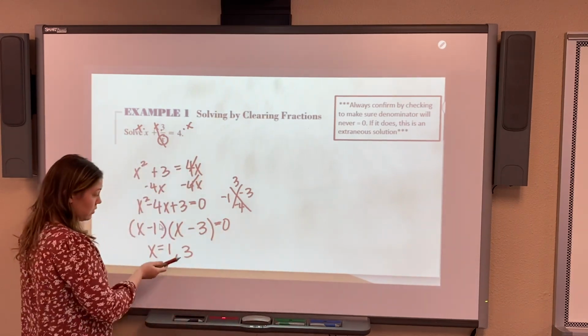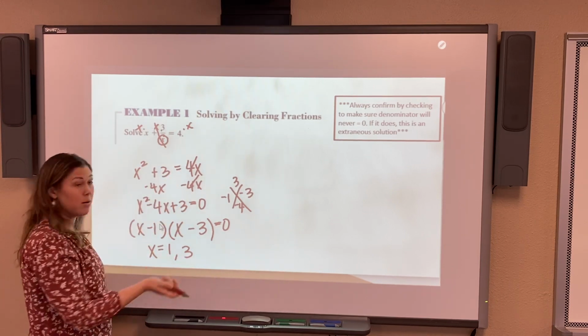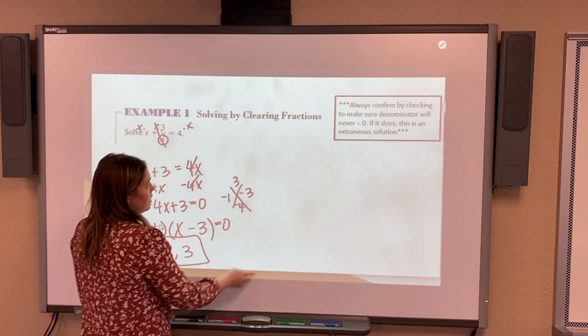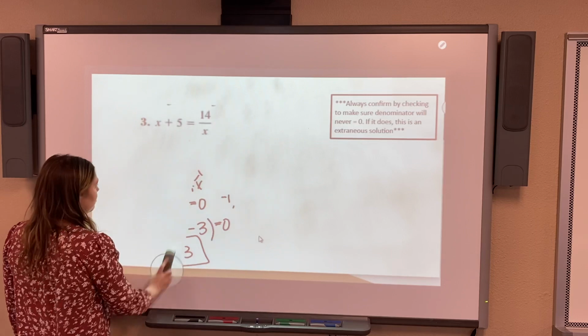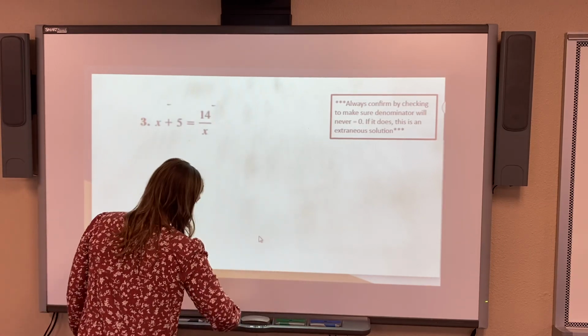In this case, we have a solution of 1 and 3. Both of those can be put in our denominator, so both are solutions. Okay, so let's look at another one. So we have x plus 5 is equal to 14 divided by x. Okay, so again, we want to clear this fraction.